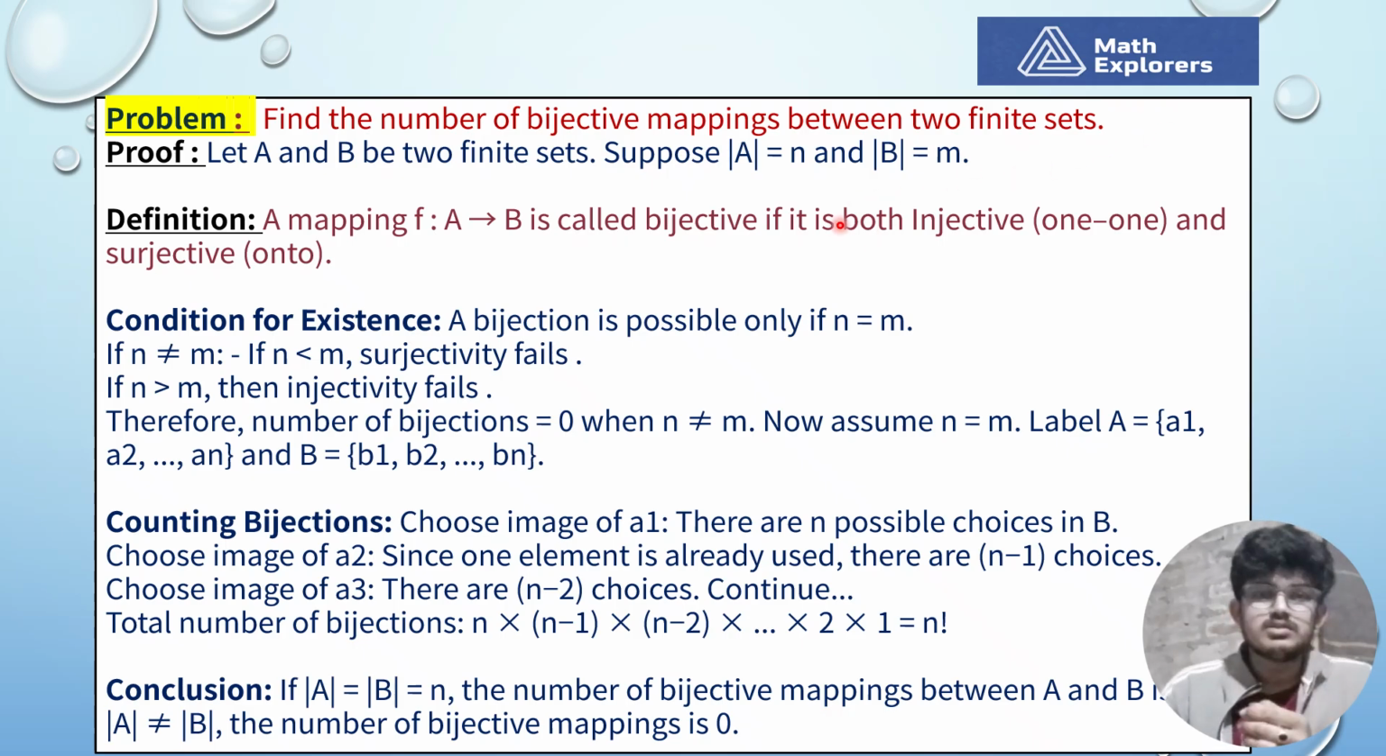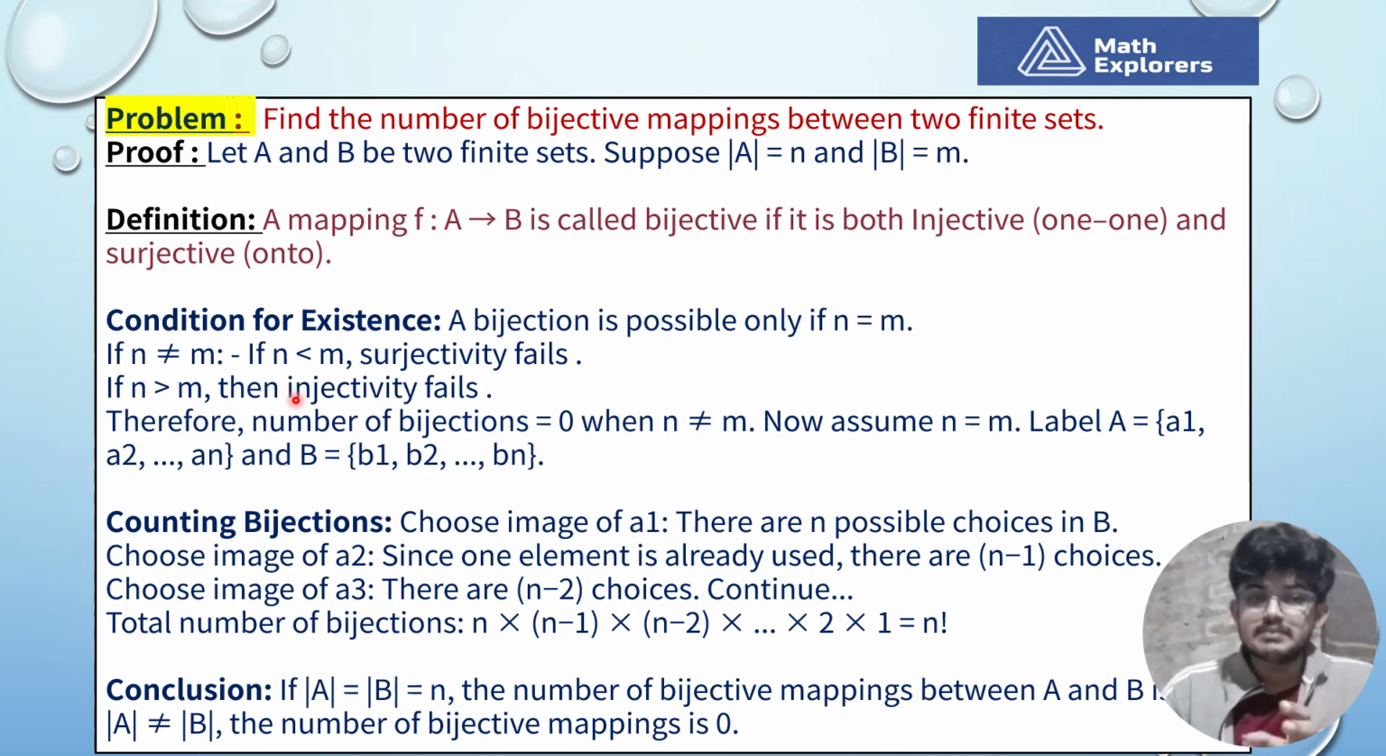Now n and m are equal? Not equal. ना n बड़ा है m से, n छोटा है m से, उसको जानने की कोशिश करूंगा पहले. तो a bijection is possible only when n equal to m. इसको प्रूफ करना पड़ेगा पहले. If n not equal to m, then either n less than m or n greater than m.